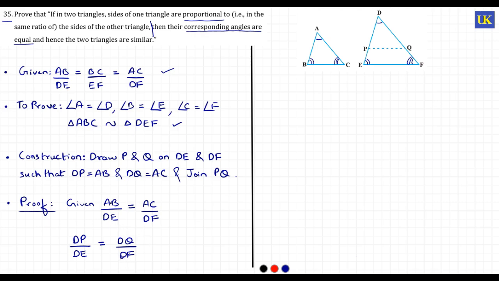Now why I'm changing AB to DP and AC to DQ is because in the construction itself we have written that DP is equal to AB and DQ is equal to AC. So if you write AB or if you write DP, it is one and the same, and if you write AC or if you write DQ, it is one and the same. So AB I have replaced with DP and AC I have replaced with DQ. Here we can say that by construction.